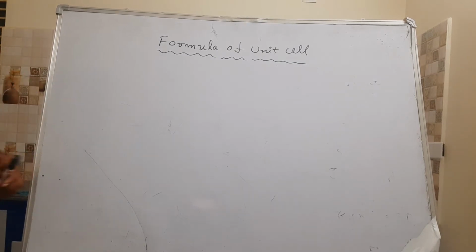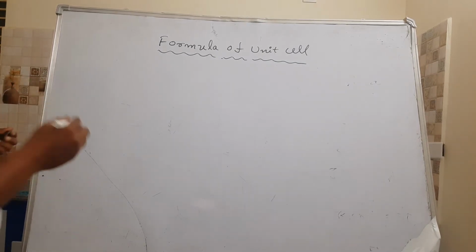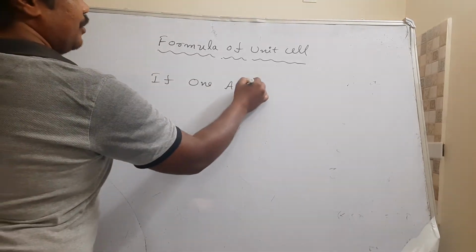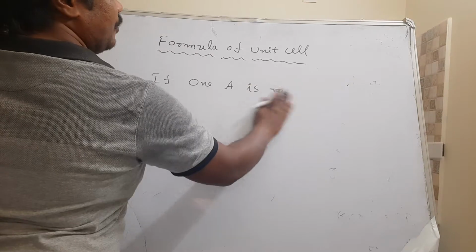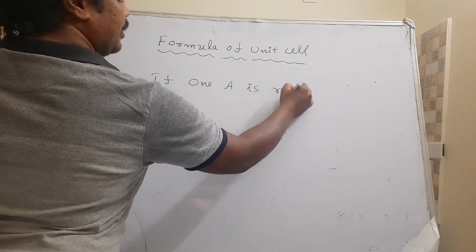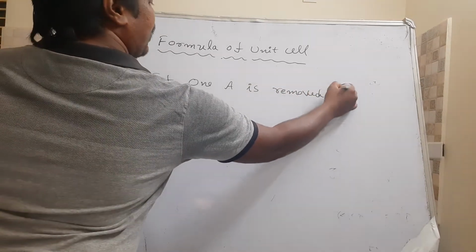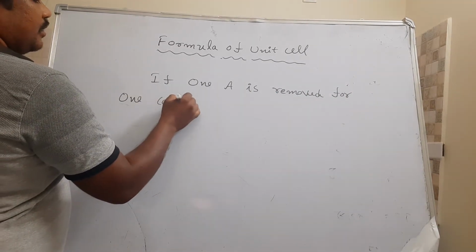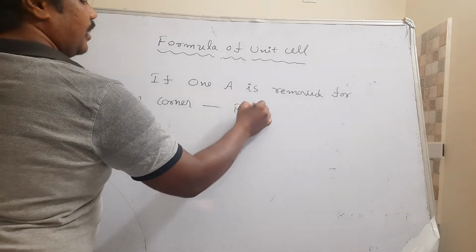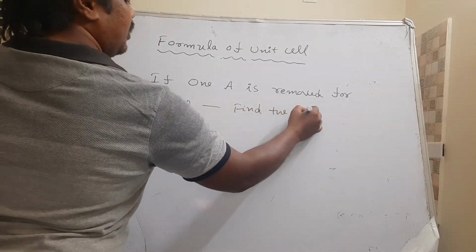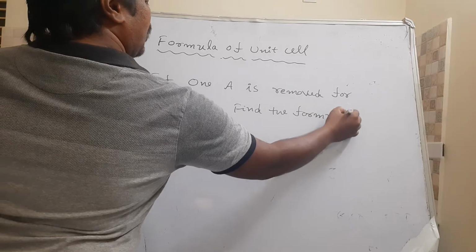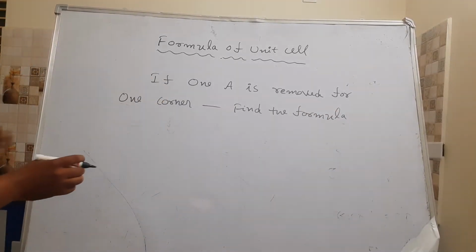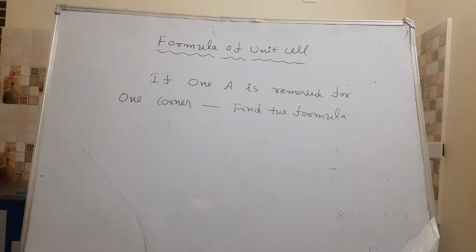If 1A is removed from one corner, then find the formula. All B's are at the face centers. This is just a modification of the first example.